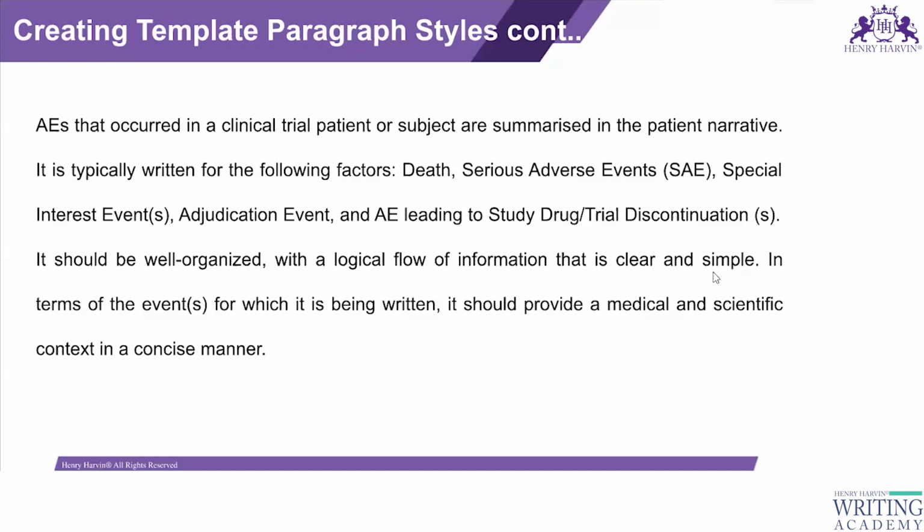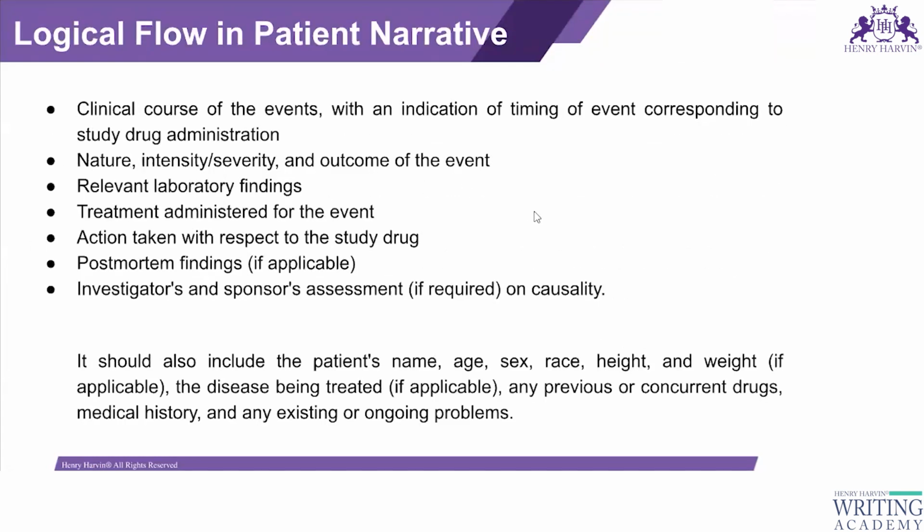It should be well organized with a logical flow of information that is clear and simple. In terms of the event for which it is being written, it should provide a medical and scientific context in a concise manner. The patient narrative contains the patient information, the event they suffered from, the date when the event occurred, what the symptoms are, and whether any diagnostic test was done. All that information is given in the patient narrative. It should be well organized, with a logical flow, written in clear and simple language, and the scientific and medical context of the event should be provided in a concise and relatable manner. Understood everyone? Is it clear?